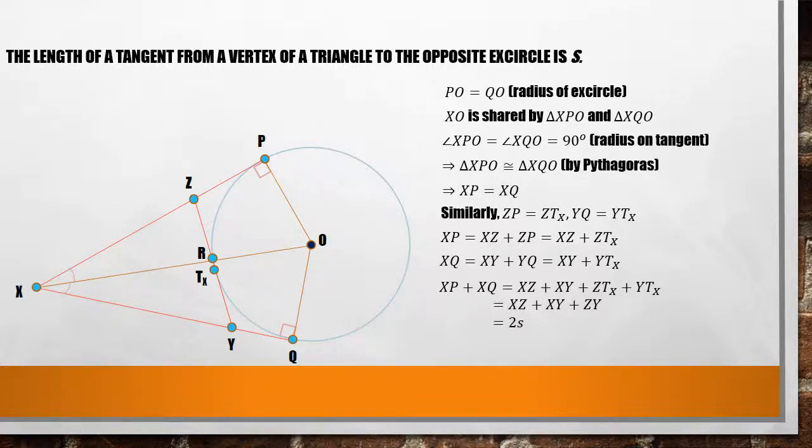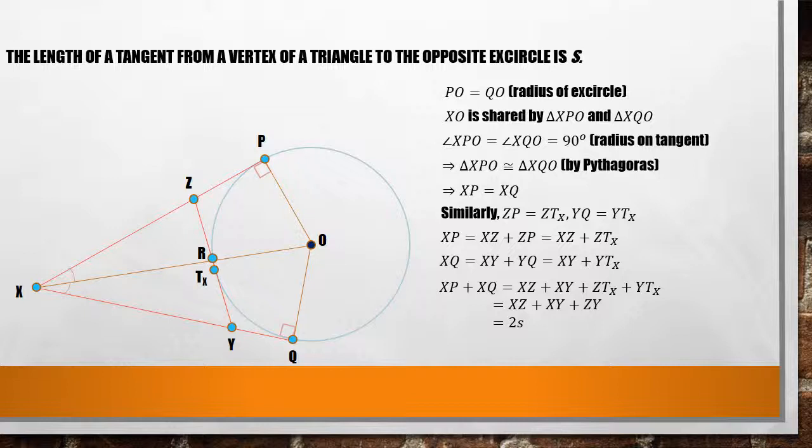With a bit more algebra, we're going to add those two equations. So the sum of xp and xq is going to be xz plus xy plus zt sub x plus yt sub x. But we notice that zt sub x and yt sub x lie on the same line, so adding their lengths together gives us a length of side zy. So we have xz plus xy plus zy.